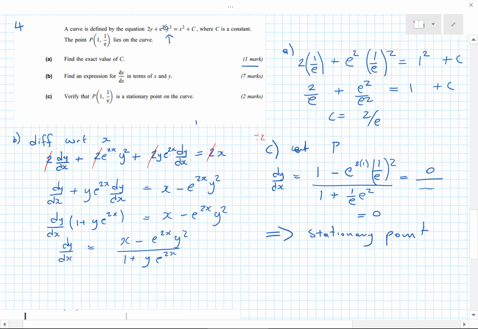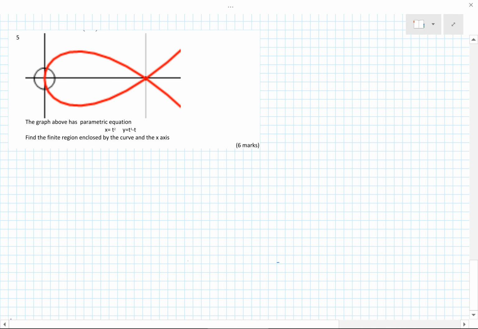Okay, on to the last question, question 5. Right, okay, this is parametric integration. It's basically asking us for the area of this whole loop. Some people converted to Cartesian, which is possible. Bear in mind, if you do that we've got 2 branches here, there.